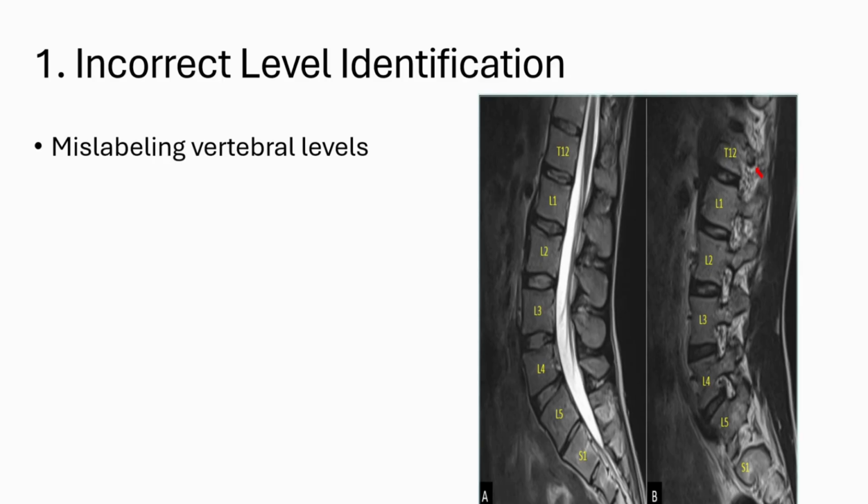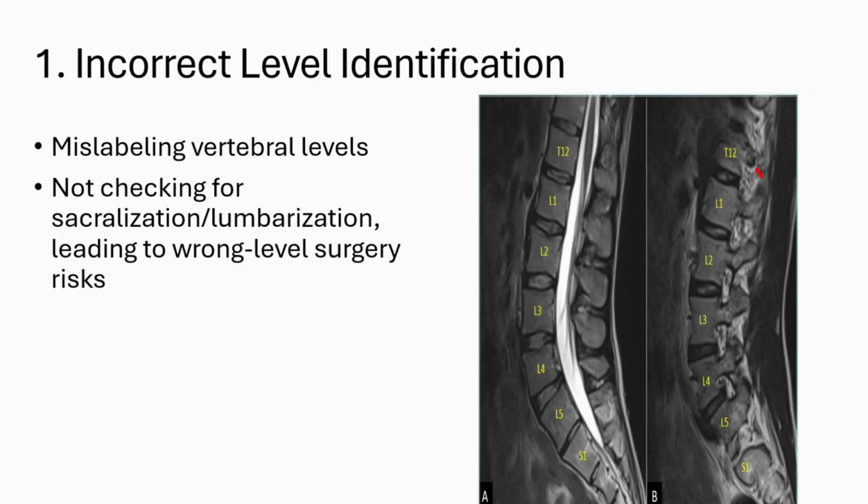So what mistakes do we make? Mislabeling vertebral levels, not checking for sacralization or lumbarization, leading to wrong level surgery risk. So, not checking for lumbarization, as in this image there is a very small intervertebral disc between S1 and L5. This mimics the S1 vertebra labeled as L5, and we can see in the lateral image the fused transverse process of L5 vertebra. So this is the sacralization of L5.